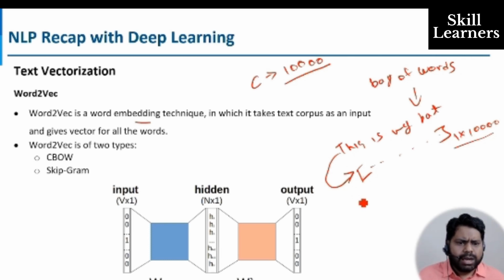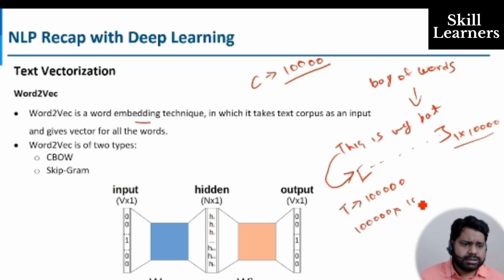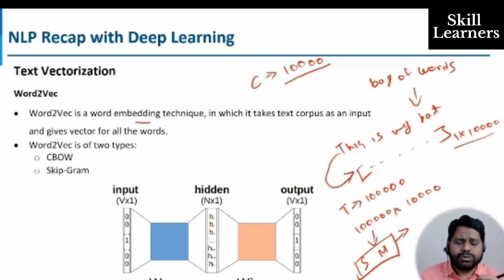Similarly, suppose the total number of documents we have is 1 lakh. The size of our matrix will be 1 lakh cross 10,000. So this will be a sparse matrix. This sparse matrix is very difficult to pass through a model and train a model that can perform well. To tackle those issues, word embedding came into the picture.